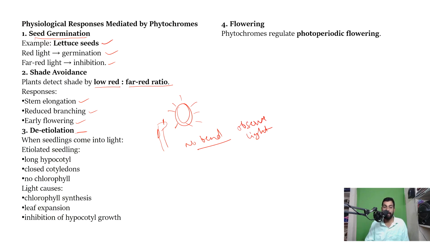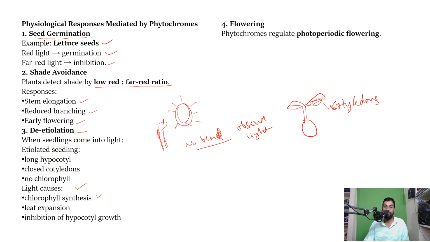Okay. What are the characters of an etiolated seedling? Long hypocotyl. Closed cotyledons. What does that mean? The seed contains structures that are like leaves, but they are not real leaves, so we call them cotyledons. They are closed, and there is no chlorophyll because there is no sunlight when etiolation is happening.